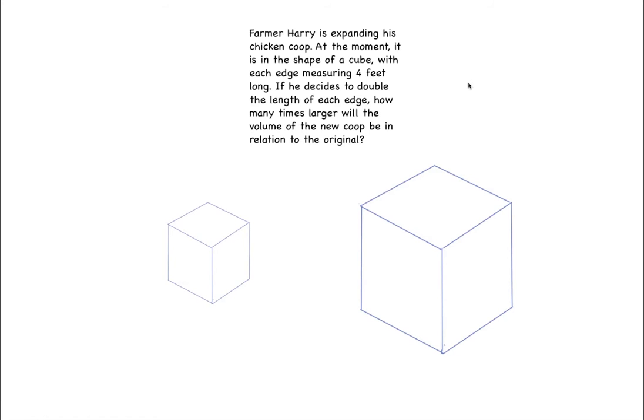We're close to finishing this up, so we're doing grade 7 today with Harry and his chicken coops. Farmer Harry is expanding his chicken coop. At the moment, it is in the shape of a cube with each edge measuring 4 feet long. If he decides to double the length of each edge, how many times larger will the volume of the new coop be in relation to the original?